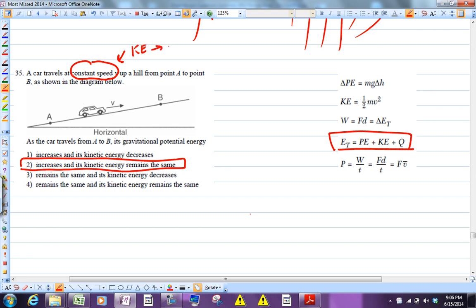You usually think of it as slowing down, and if there wasn't an energy being added by the engine, it would slow down. But because you have the engine to keep adding energy, the kinetic energy is staying constant. Now the potential energy does go up because you are going higher. I should say its potential energy increases because it's going higher, but its kinetic energy remains the same.